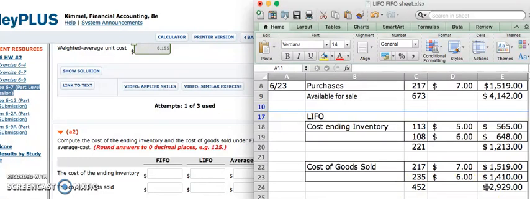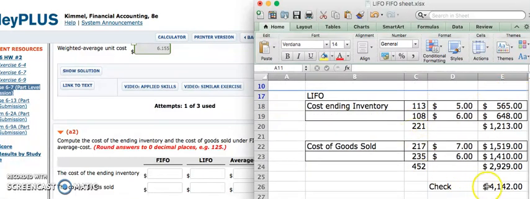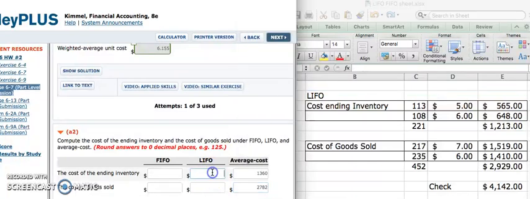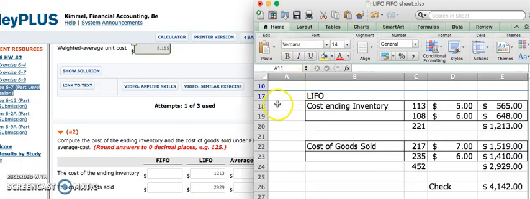And now as a check, we should be able to take our cost of ending inventory plus our cost of goods sold, and we should equal our available for sale again, the 4,142. And when I total those up, we do get the 4,142. So under LIFO, we go over here, cost of ending inventory under LIFO, make sure we get in the right spot, 1213, and cost of goods sold 2929.